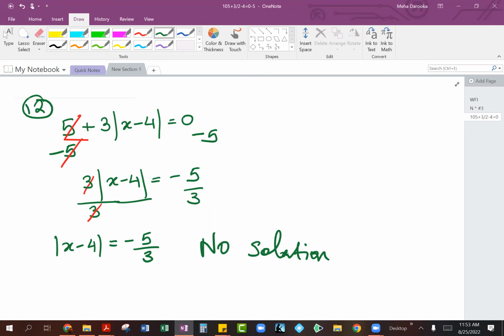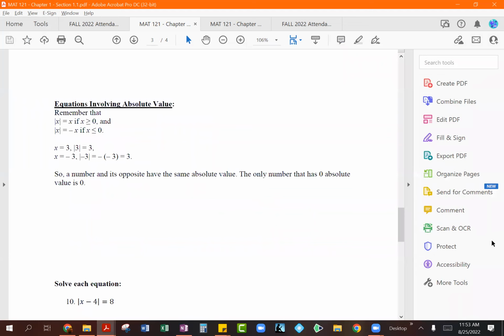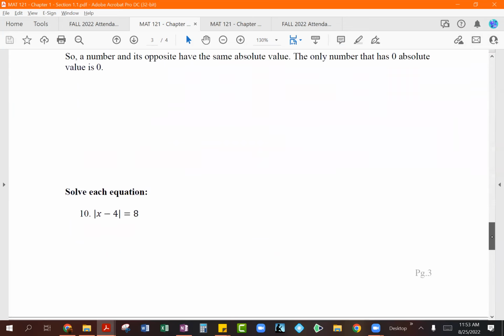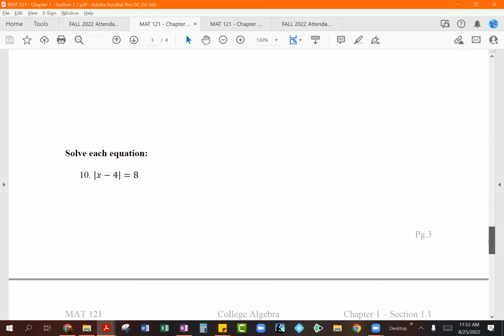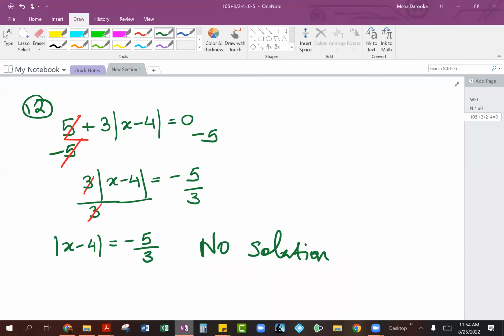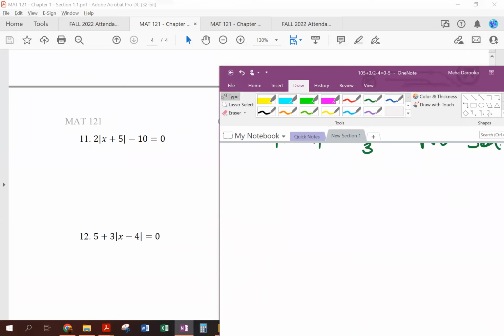Okay, so now that you've seen what to do when you have a negative on the other side and we cannot solve, let's go back to number 11. Because if my memory serves me right, I think we do get an answer for number 11. So that should be a good practice for us.